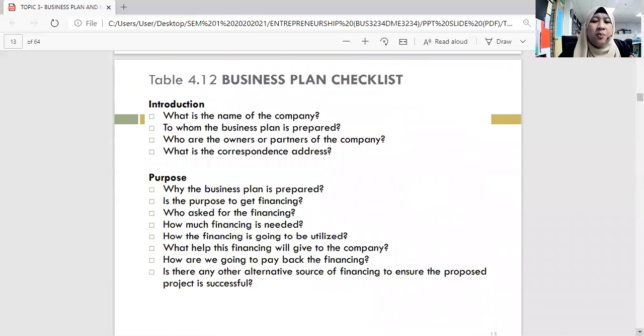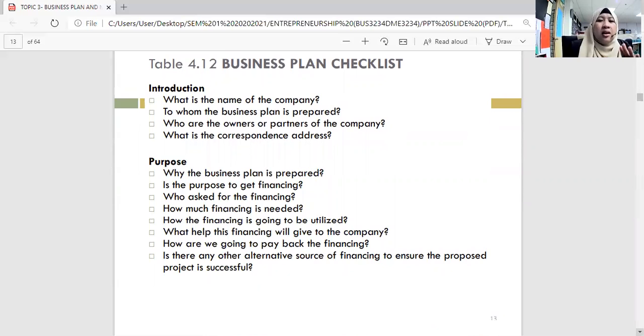And for the purpose, okay, why? If you can come out with this statement, precisely explaining it, you answer it back in paragraph form, which is much better. And for the owners or partners of the company, you can come up with a table. For the purpose of why the business plan is prepared, is the purpose to get financing, who asked for the financing, how much financing is needed, and how the financing is going to be utilized. All these questions you have to answer in paragraph form.